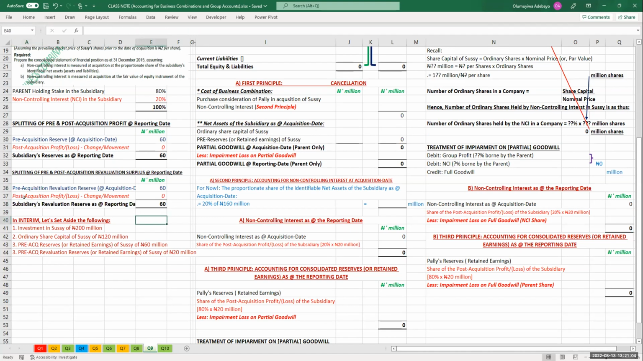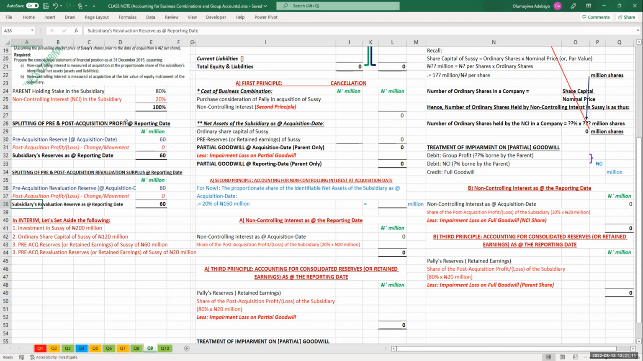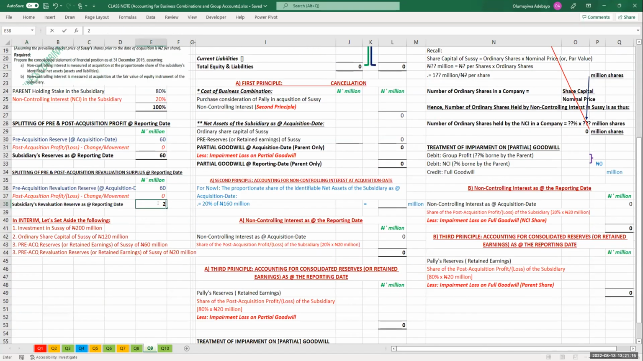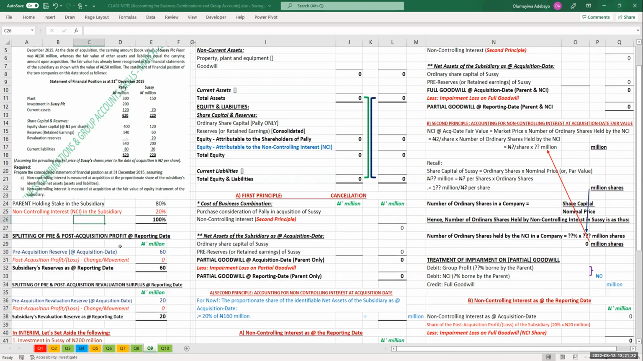Okay, what is our revaluation reserve as at reporting date? It's 20 for the subsidiary. And also, since the date is the date of acquisition, it's also 20. Therefore, there is no movement for both categories of reserve, which are retained earnings and revaluation reserve. Therefore, we've left that side.